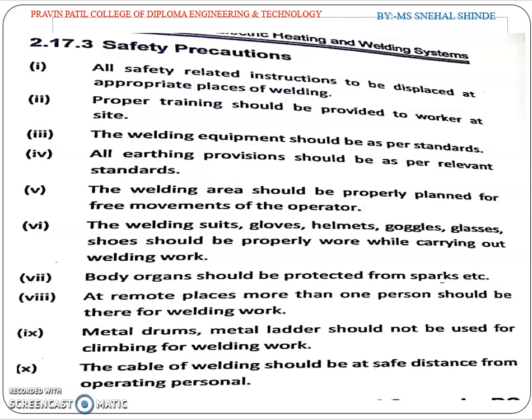The welding equipment should be as per the standards. So the welding equipment to be used should match the standard. It should not be overrated or underrated. It should be according to the standard rating for the work. All earthing provisions should be as per the relevant standard. So earthing is provided for safety. Earthing is a very important parameter while doing welding, so it should be according to the relevant standard.